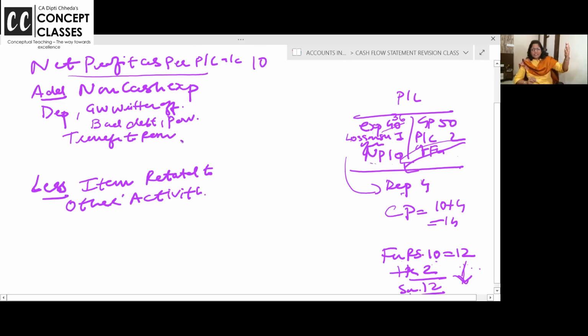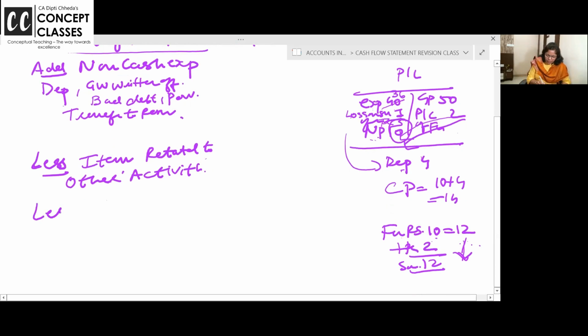Is transfer to reserve an expense? Is money going out and is your profit reducing? No. If this net profit is 10 rupees after transfer to reserve 3, then actually the profit is 13. Don't merge all the examples, but the way I am teaching is clear. So add back all the non-cash expenses. Okay? Items related to other activities remove, and remove all non-cash income.